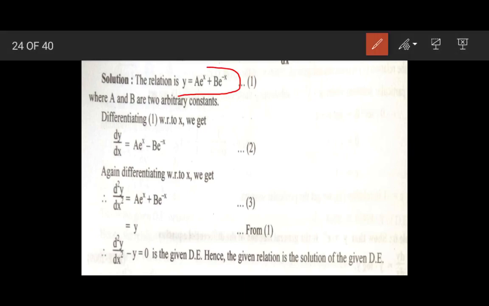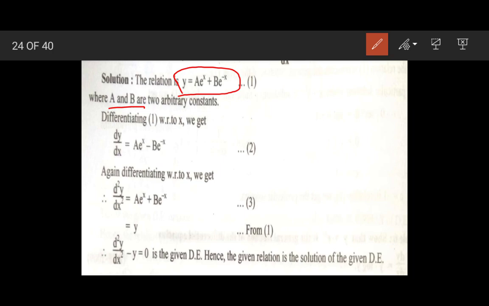Next example is verify that y is equal to a e raised to x plus b e raised to minus x is a solution of d2y upon dx square minus y equal to 0. Now the relation is y is given as a e raised to x plus b e raised to minus x, where a and b are arbitrary constants.